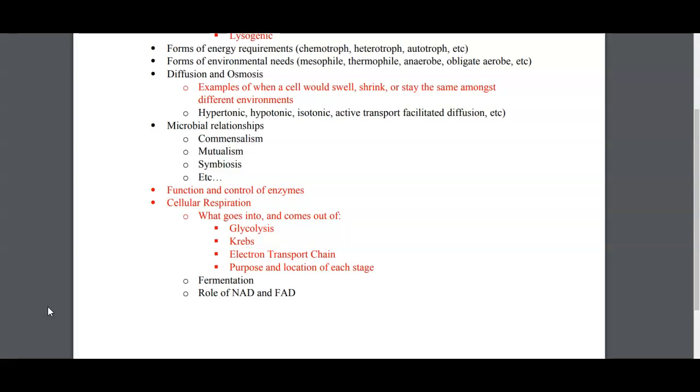And also don't forget fermentation as well. Obviously, when there's not enough oxygen around, some cells can just repeat glycolysis and pyruvate production over and over. Some cells like yeast, for example, can produce ethanol and carbon dioxide, and animal cells can produce lactic acid and carbon dioxide. So have an understanding of that.